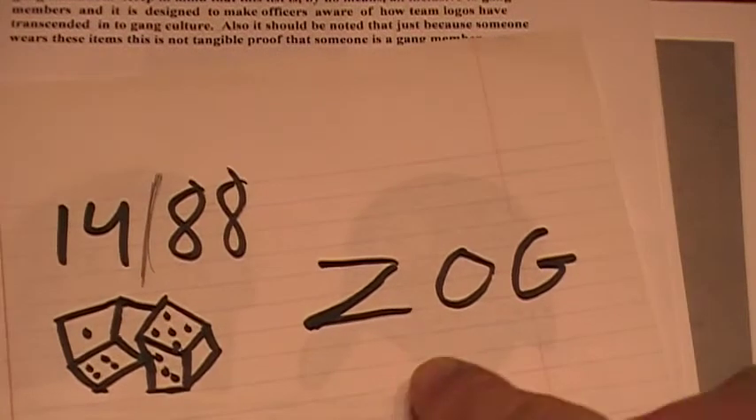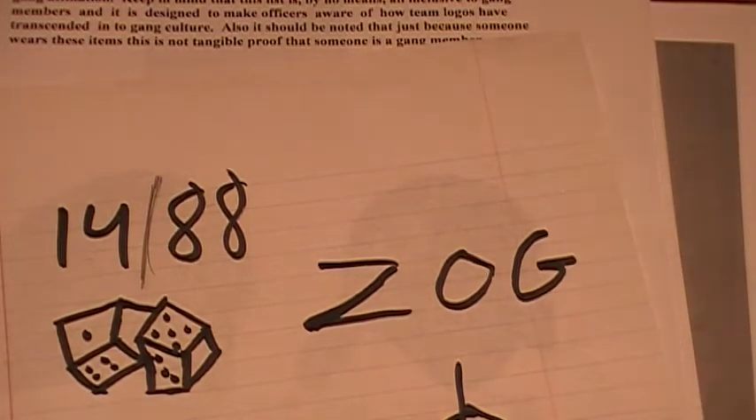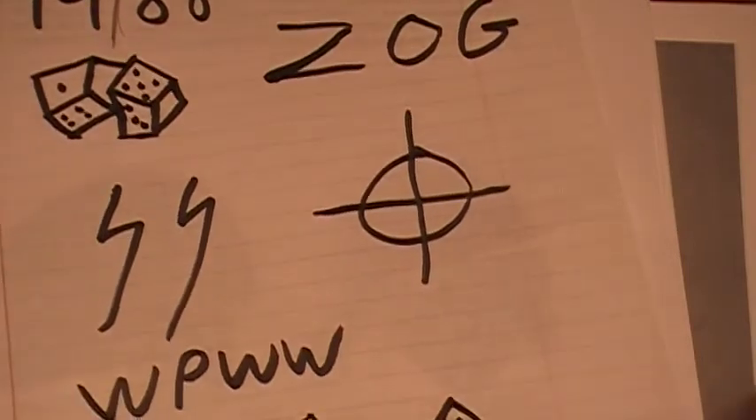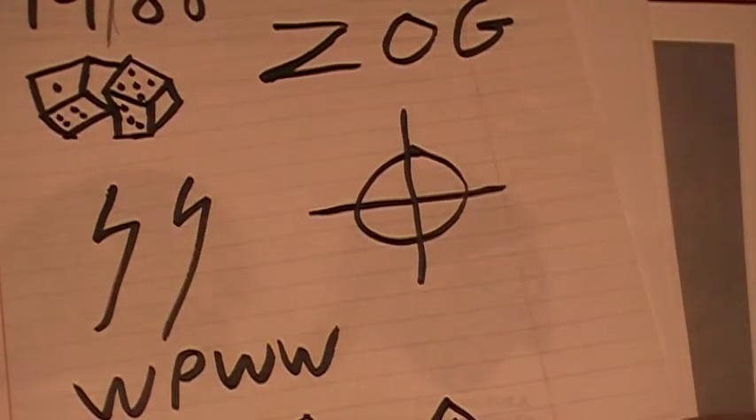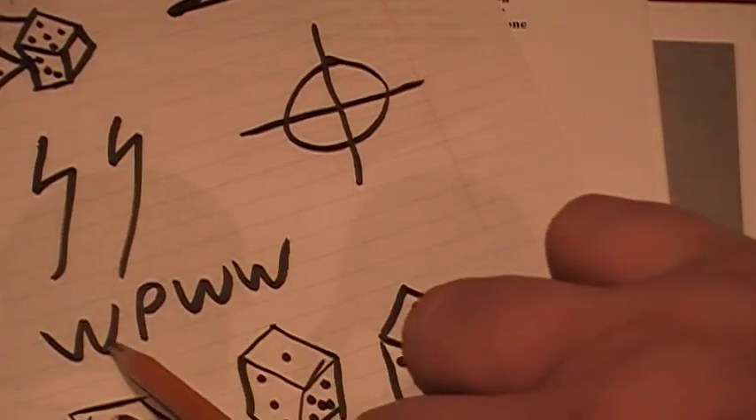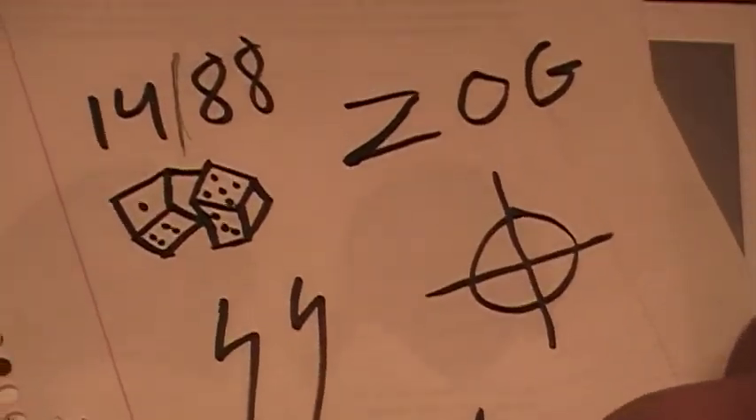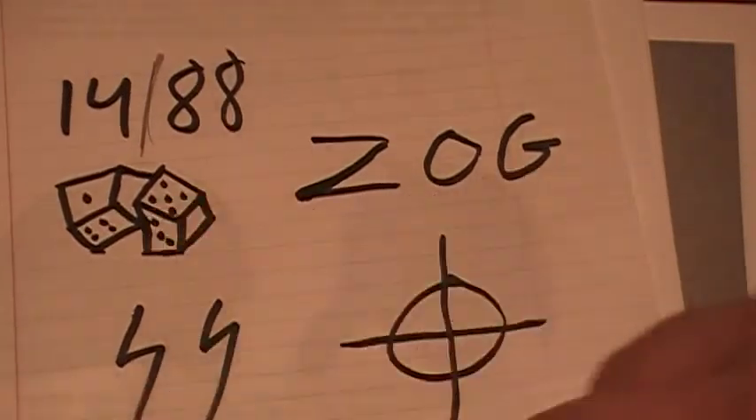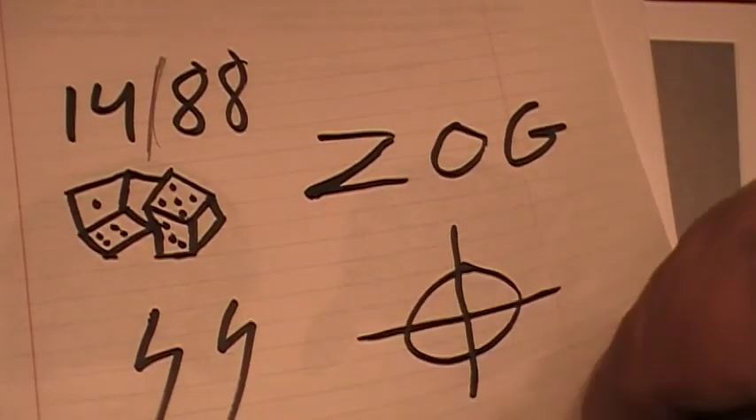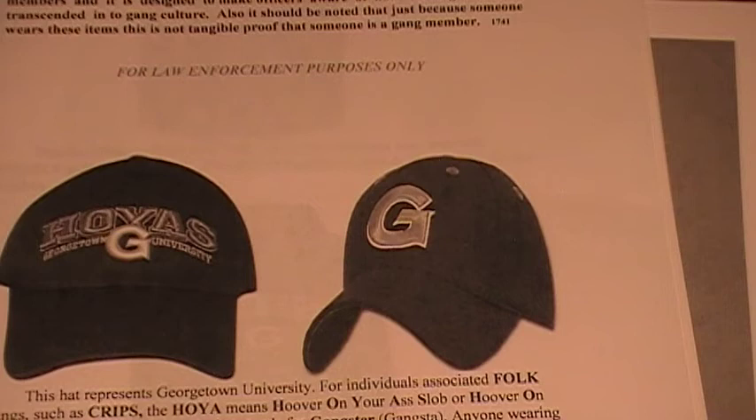You may see ZOG written on stuff. That's Zionist Occupational Government. Then you can see the SS marks, like what the Nazis had. The Celtic cross, I believe it's called. You may even see this acronym spelled out, White Power Worldwide. And then there's a few other things that they'll use, but these are kind of the common ones. If it looks like it probably belongs in World War II with the Nazis, your best bet is it's probably going to be a white supremacist group.